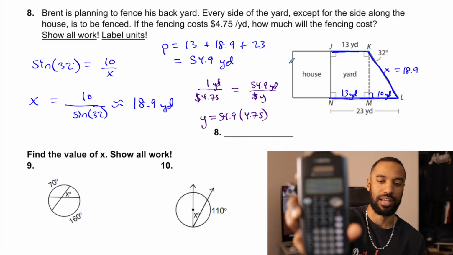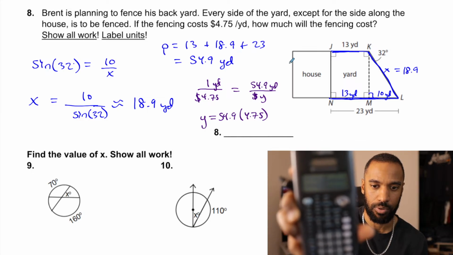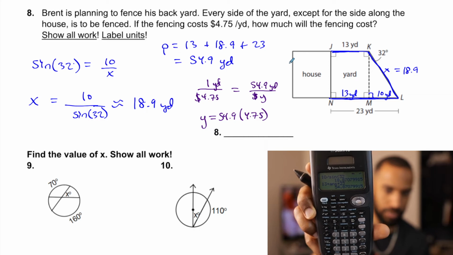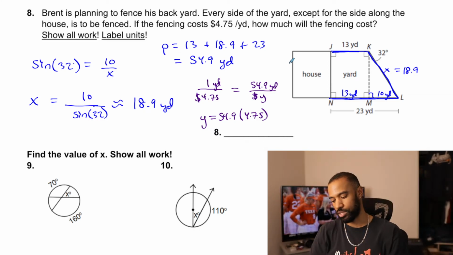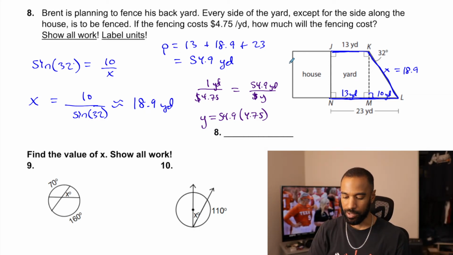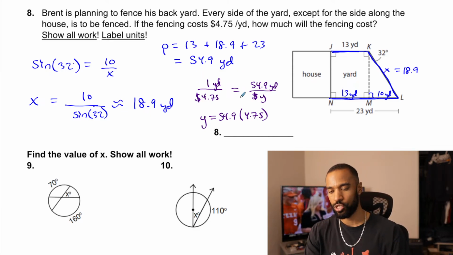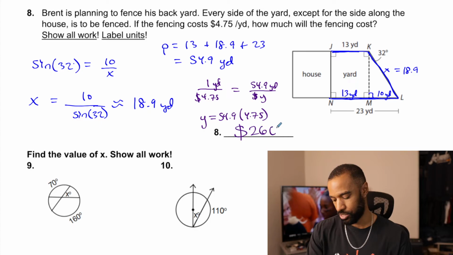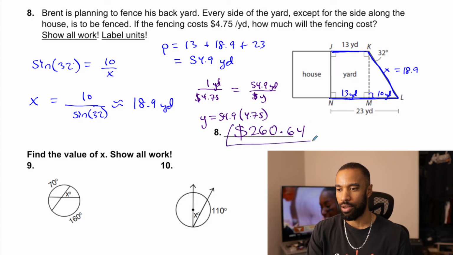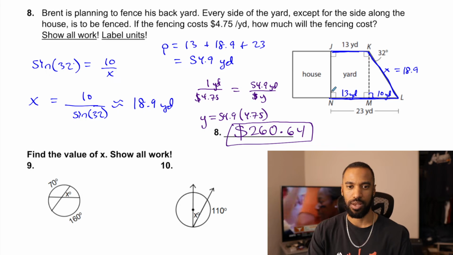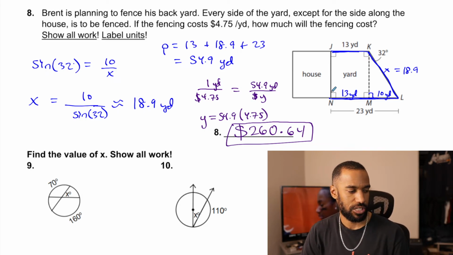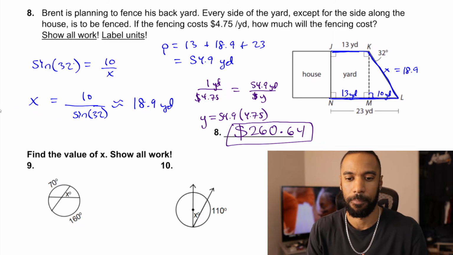Anyway, I still have my exact number, my 54.8-ish number right here. I'm going to multiply that by 4.75. Now I'm getting 260.636. So dollars, 260.64. I'm going to round up. Got to give them that extra penny to be sure. Come on, Brent. It's a cheap fence in and of itself already. You got this.